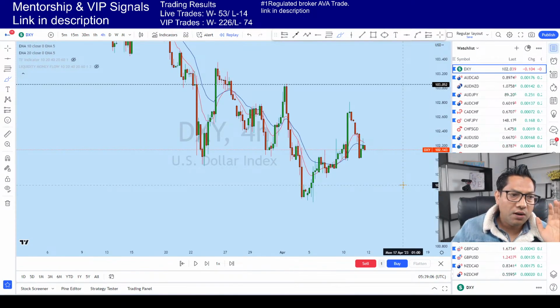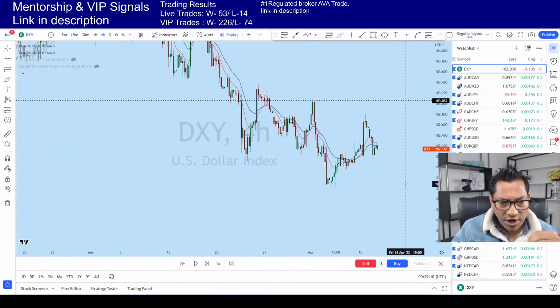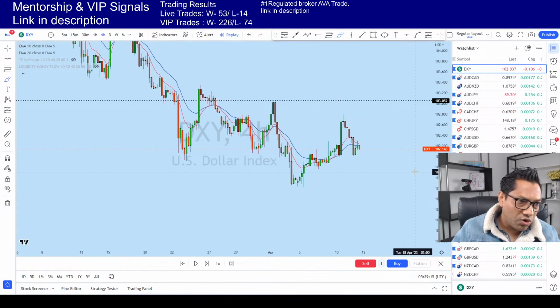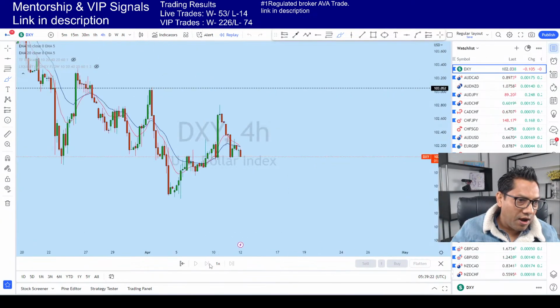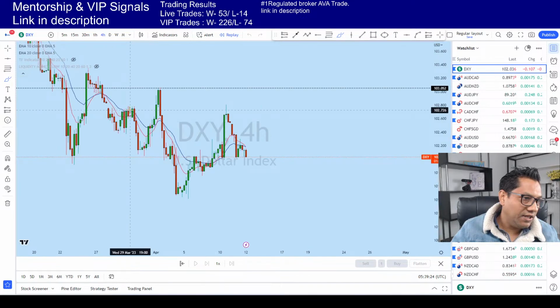Now the long-term trend is being reflected. Keep in mind that the trend is your friend all the time. If you trade with the trend and do proper risk management, you always remain in the profit zone. So let's look at where we can see the trading opportunity.